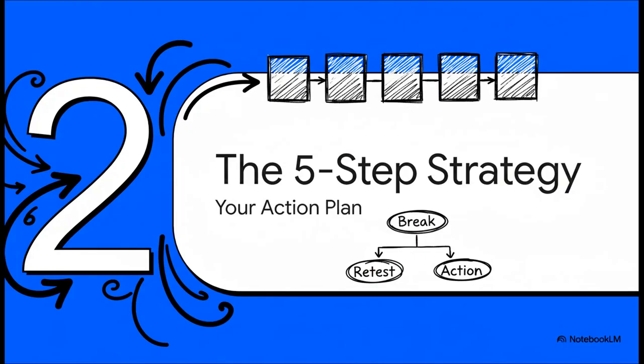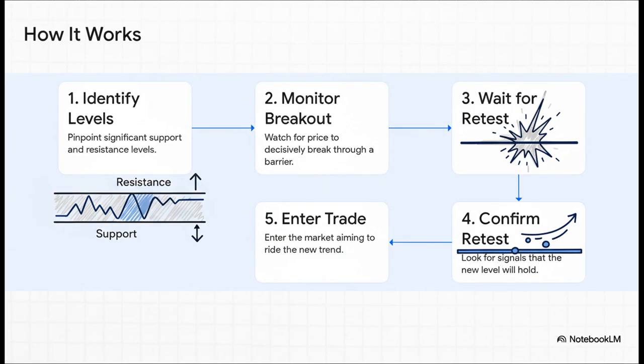Okay, so that's the theory. But how do we turn this into an actual repeatable plan? Let's get into the action plan and walk through the 5 steps you'll take. It's actually a pretty logical flow. First, you do your homework and find that floor and ceiling, your support and resistance. Then, you patiently watch for the breakout. But, and this is the most important part, you don't chase it. You wait for the price to come back for that retest. Once you get a clear sign that the level is holding, maybe you see a certain candlestick pattern, that's your green light. That's when you enter the trade.